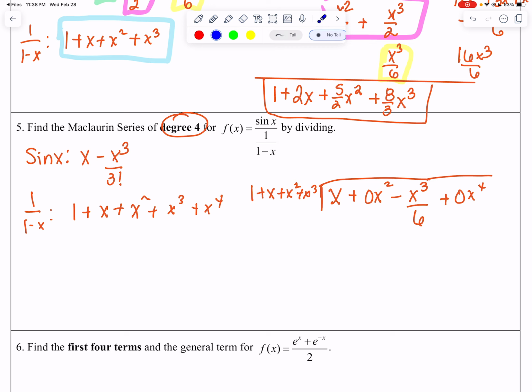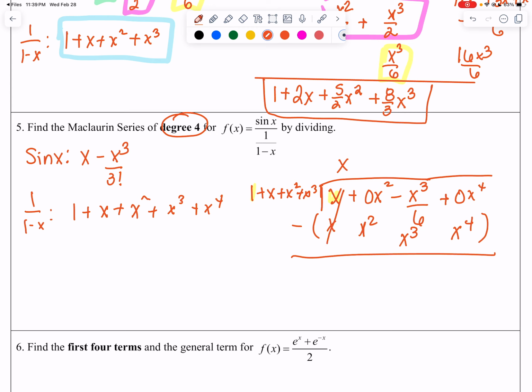How many times can x go into 1? X times. So then I have x squared, x to the third, x to the fourth. Notice how it was important for us to have my placeholders, because if I did not, then you wouldn't know what this x squared would be, and you wouldn't know what this x to the fourth would be. I'm subtracting, so this is just going to be 0. That cancels out. So you're going to have negative x squared.